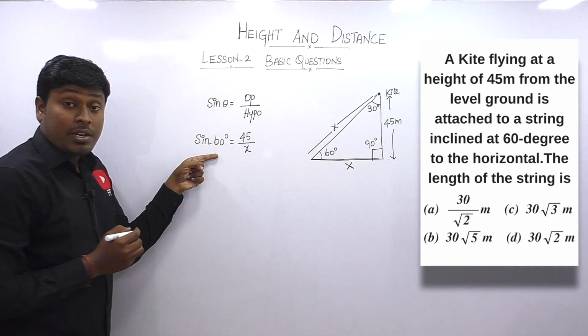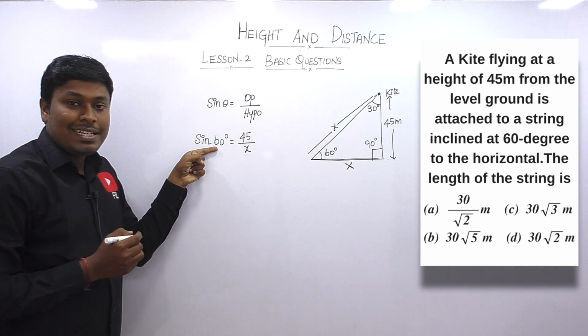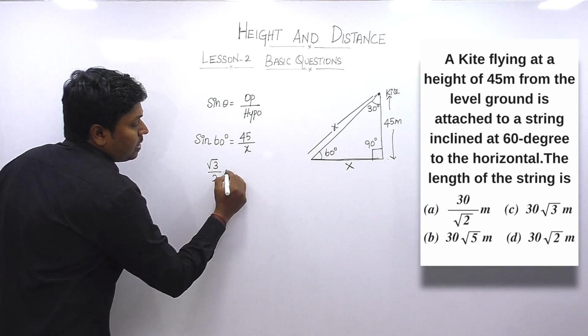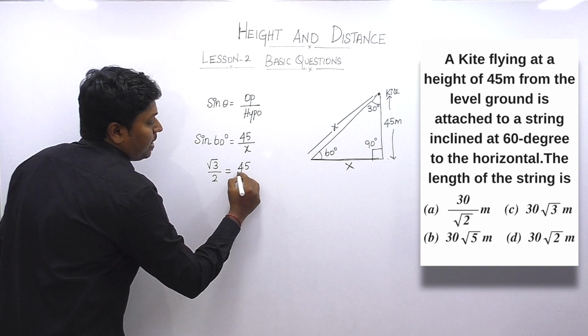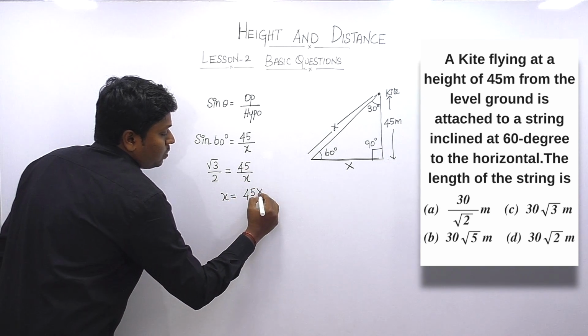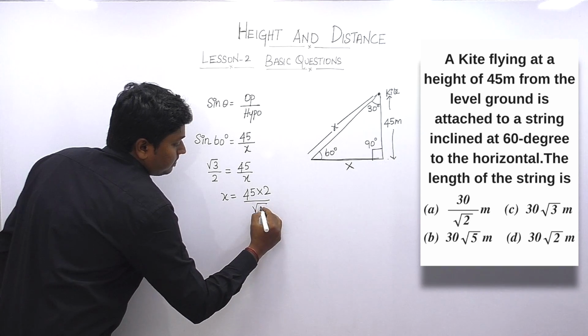So friends, according to trigonometrical ratio, sine 60 degree will be root 3 by 2. So this can be written as root 3 by 2 is equal to 45 by x. So x is equal to 45 into 2 divided by root 3.